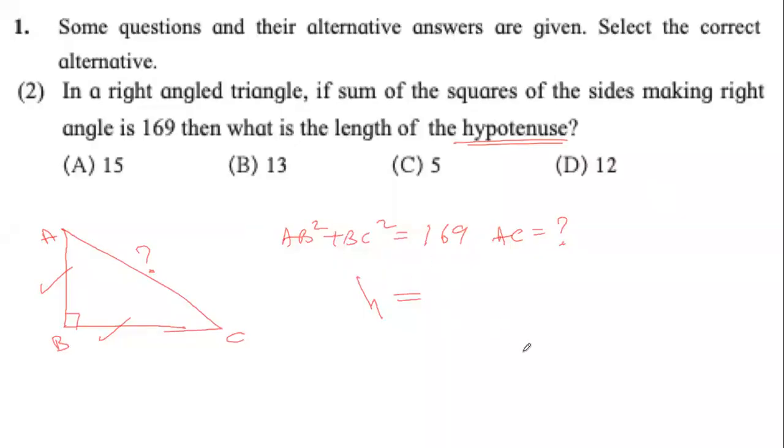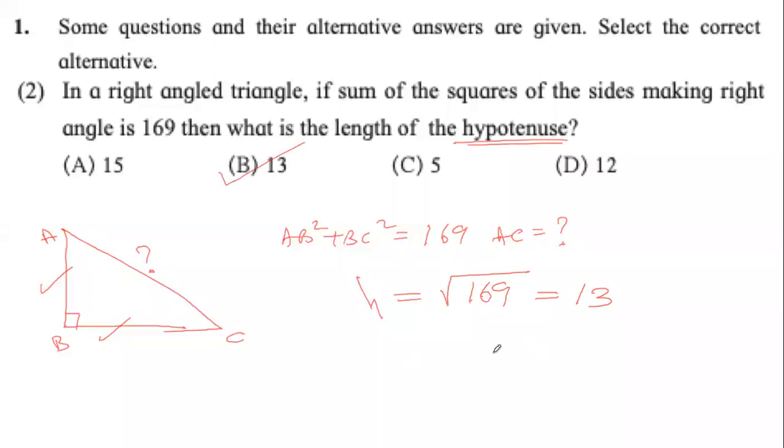The hypotenuse will be equal to the square root of the sum of the squares of the other two sides. So it will be the square root of 169. AB and BC have been squared and the sum has been given, so already all the work is done. All you have to do is find the square root of 169, which you should know by now is 13. So the correct answer is B, 13.